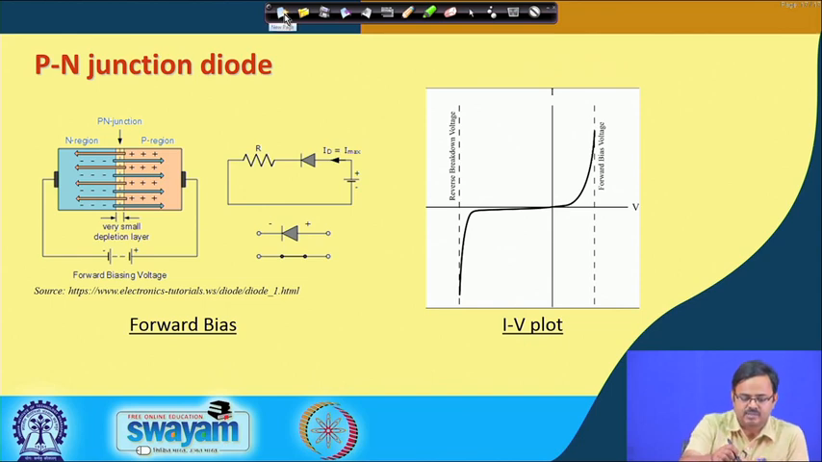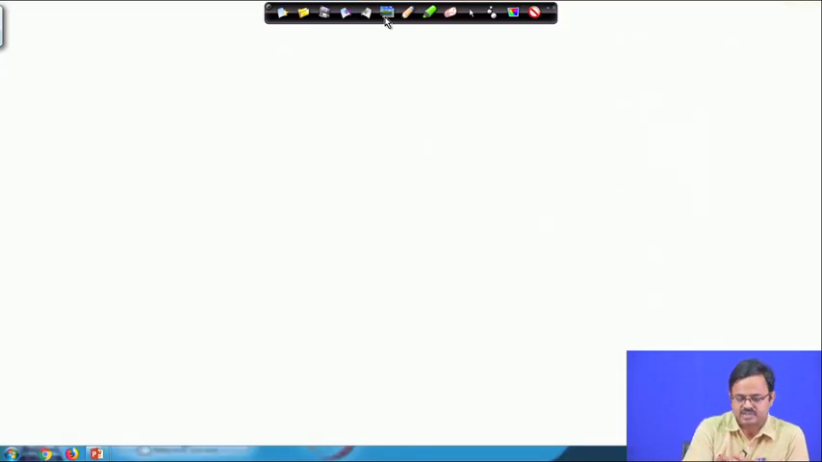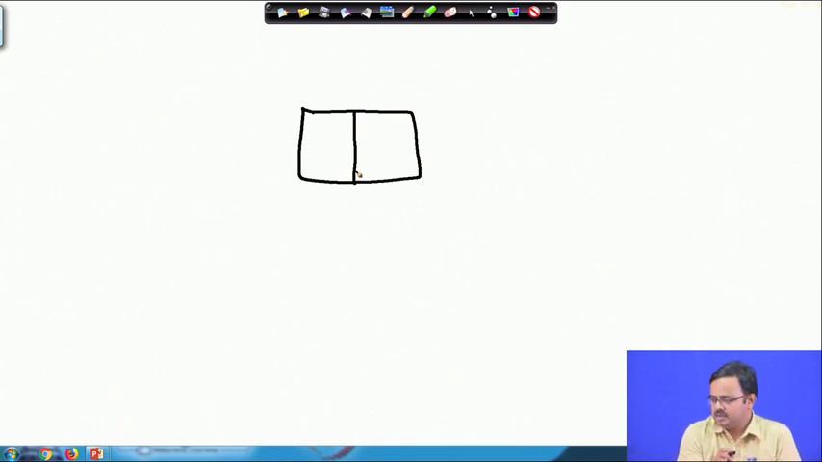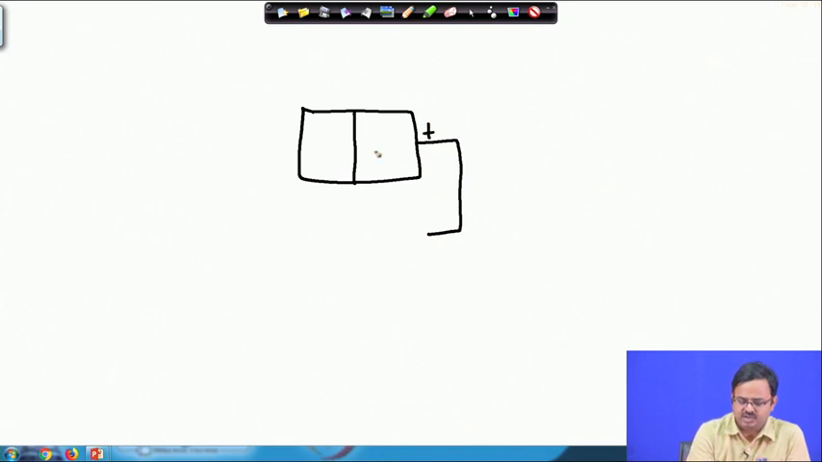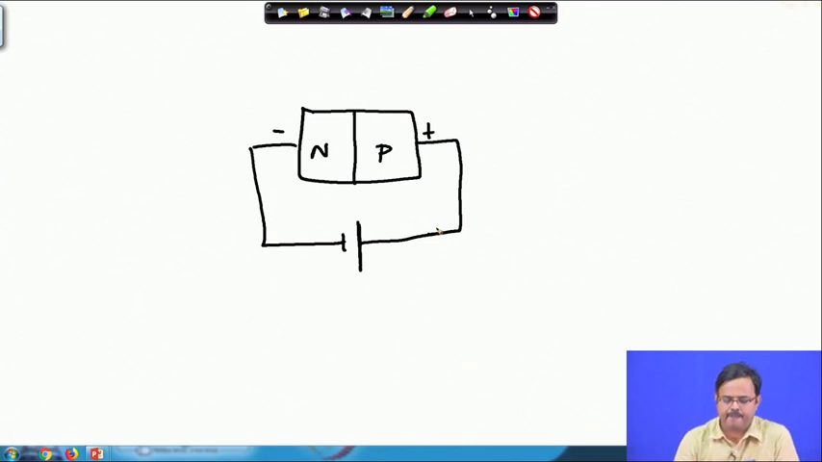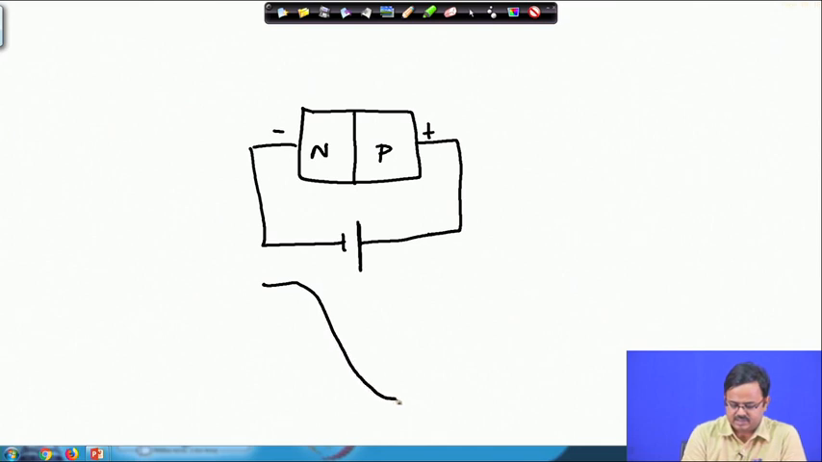Let us try to sketch that a little bit and see what happens. So, I have attached the positive side to P and the negative terminal to N. Earlier, what did I have? If I had to draw the potential barrier, it was something like this. This was my depletion region.